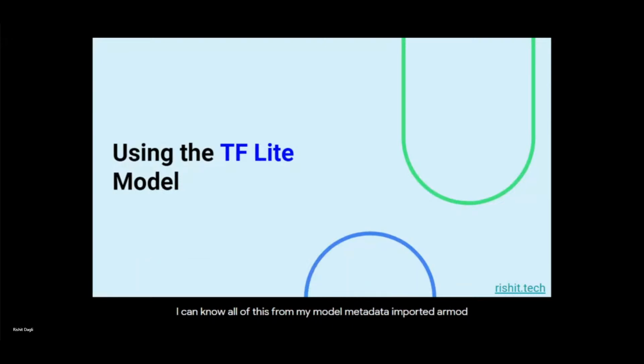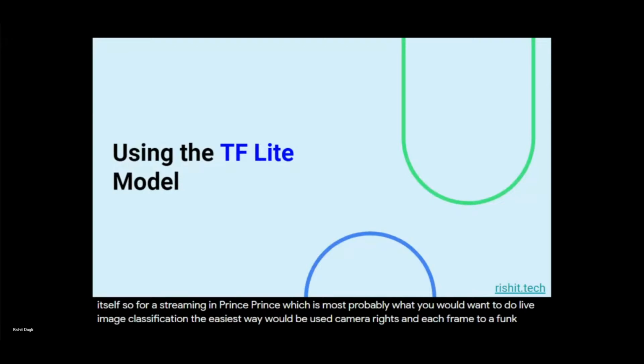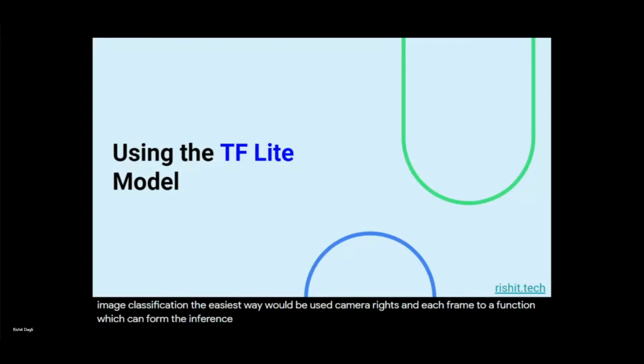Having imported a model, let's finally start using the model itself. For streaming inference, which is most probably what you would want to do, live image classification, the easiest way would be to use CameraX and pass each frame to a function which can perform the inference. As of now, what I'm interested in is the function which runs the machine learning model itself. You'll see how easy it is to do this.